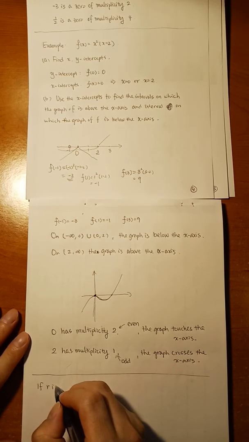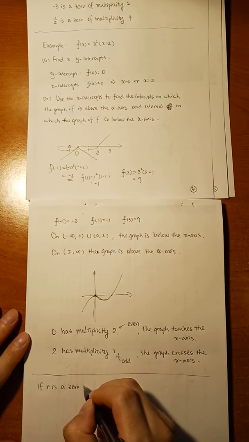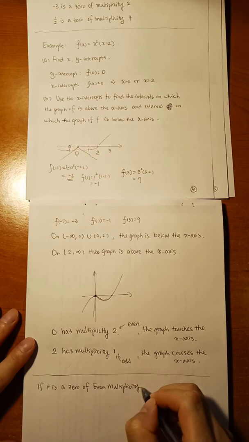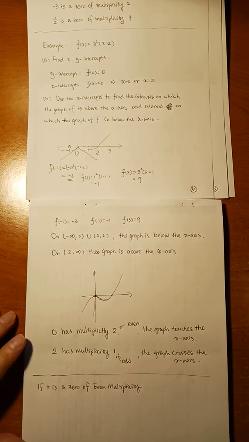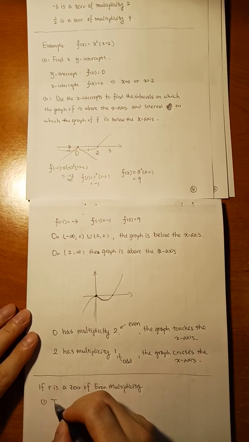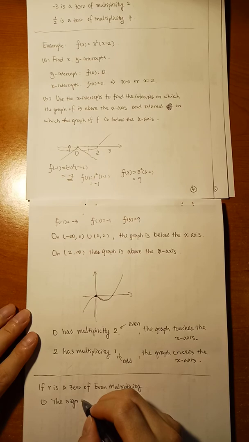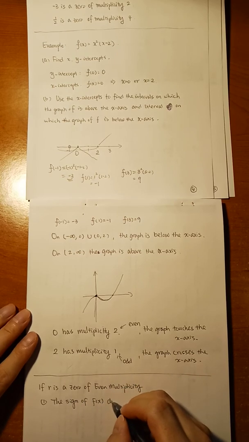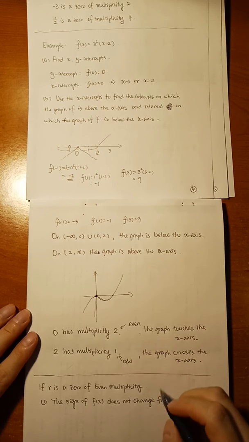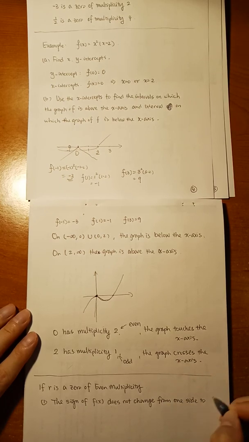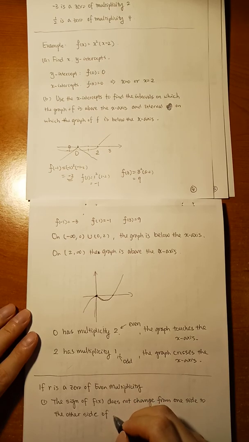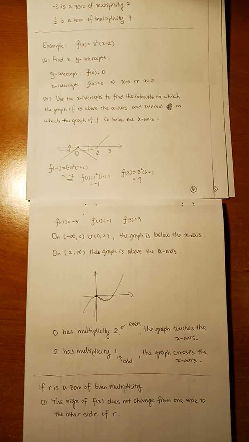If r is a 0 of even multiplicity, like 2, 4, 6, then we have two conclusions. First, the sign of f(x) does not change from one side to the other side of r. r means this r here.